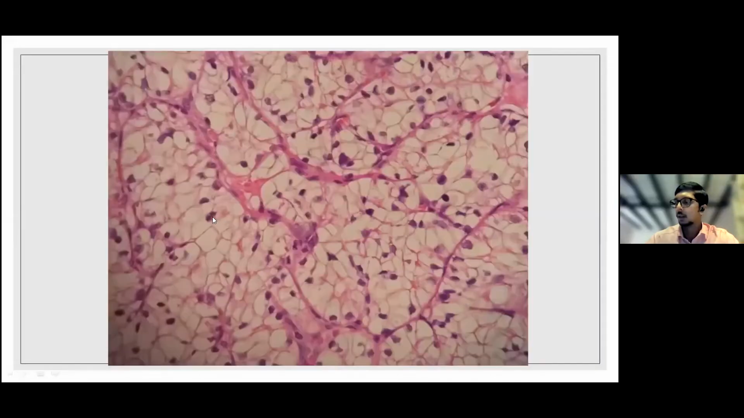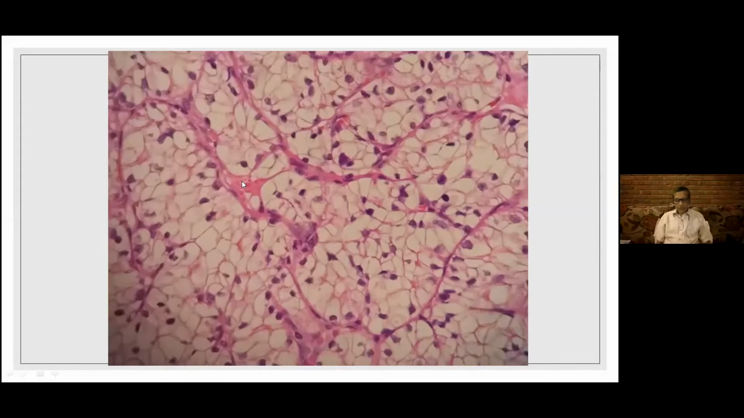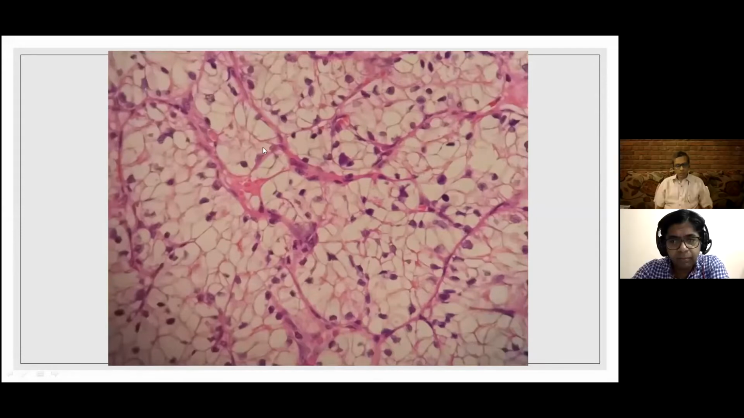Okay, we'll start. A 42-year-old man with non-specific abdominal pain has a mass in the left kidney on his ultrasound scan. It is solid and measures 2.5 centimeters in diameter.